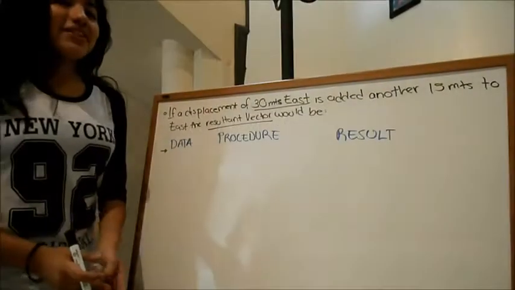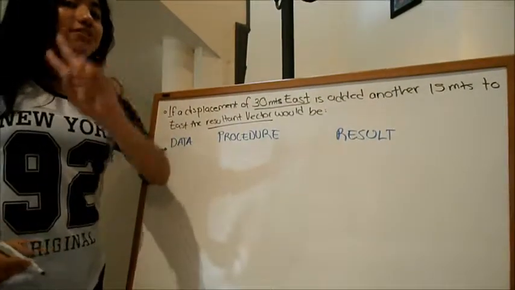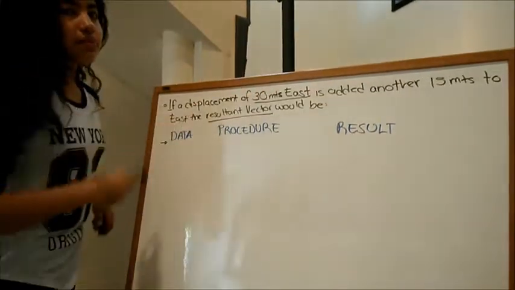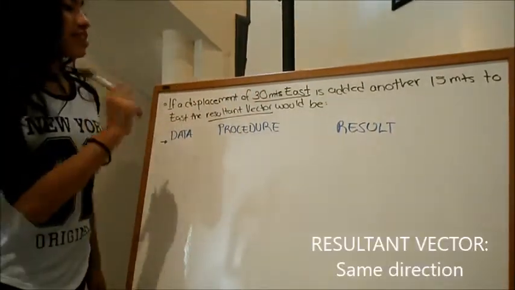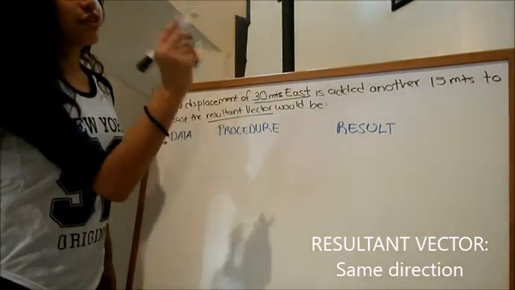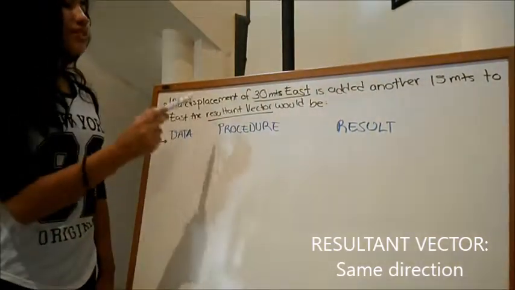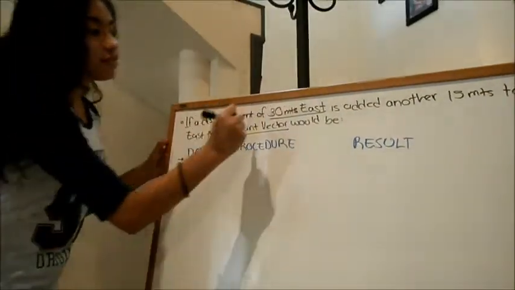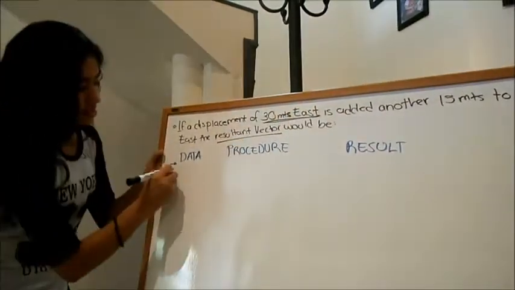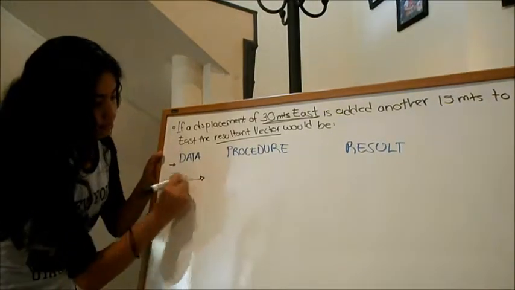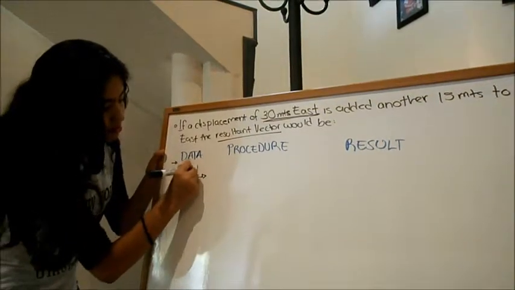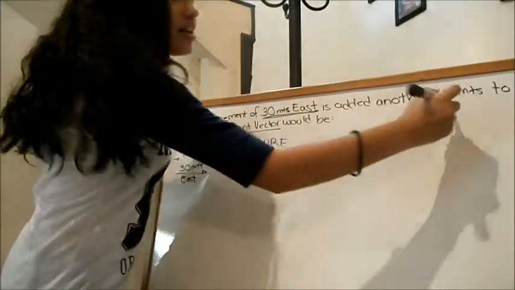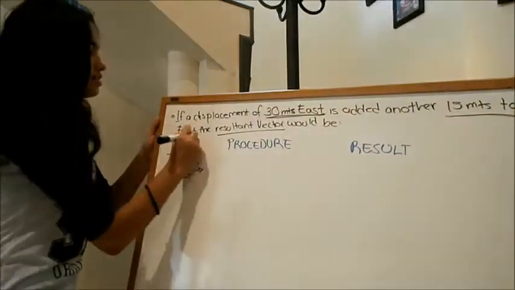Today we are going to talk about a topic of stage 2 named resultant vector. For this, first we are going to resolve this problem. The problem says if a displacement of 30 meters east is added another 15 meters to east, the resultant vector will be. For that, first we need the data. The data are the first 30 meters east, and then the other data that are 15 meters east.